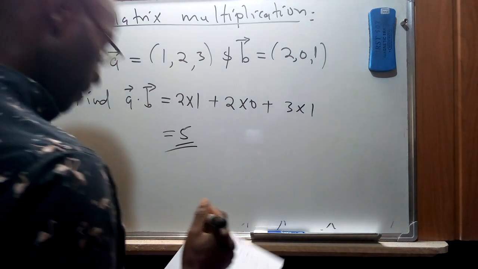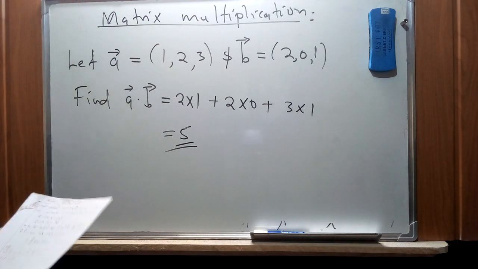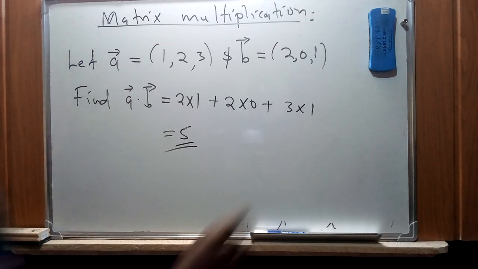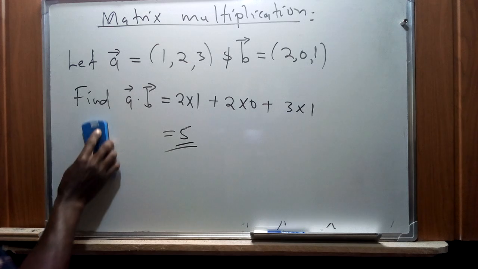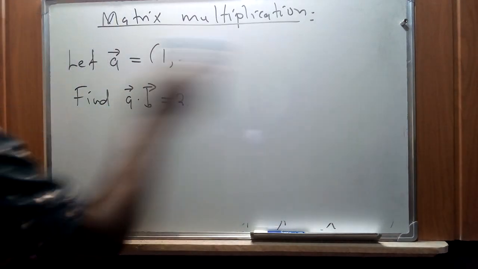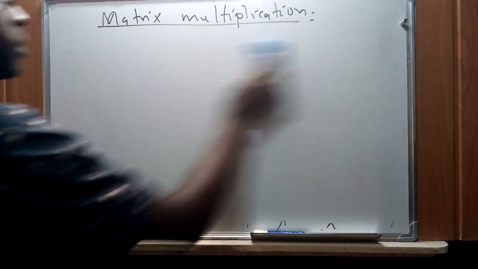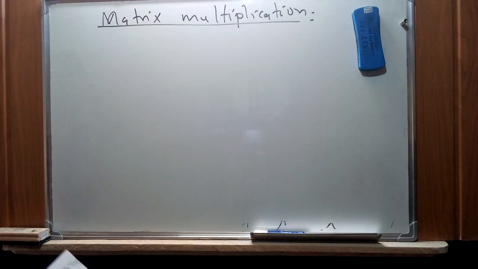So generally, given the dot product of a row and a column, we can determine the dot product for these two general representations.